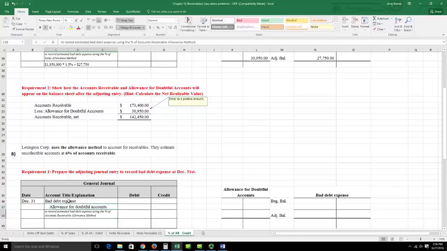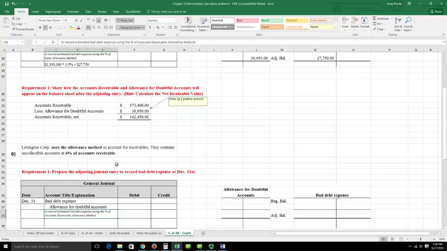And you know your debits always come first in journal entries, and your credits always come second. So that's why I've written them that way. And again, use the allowance method. Bam, I already know debit bad debt expense, credit the allowance for doubtful accounts. So now I need to calculate my journal entry amount.